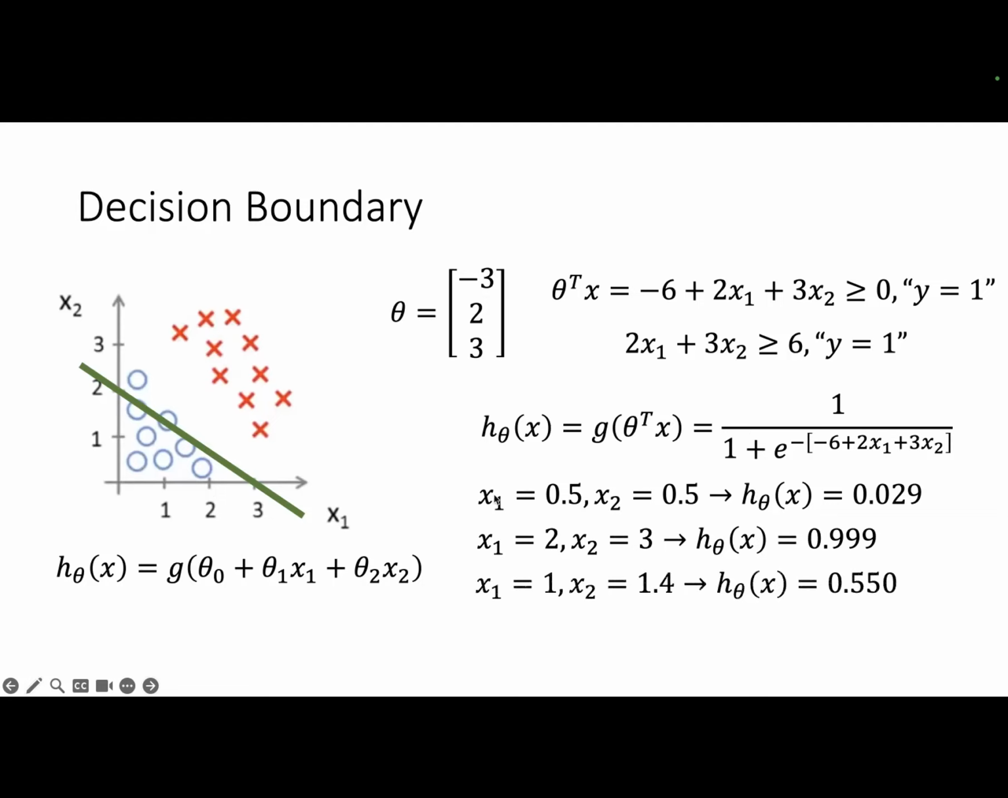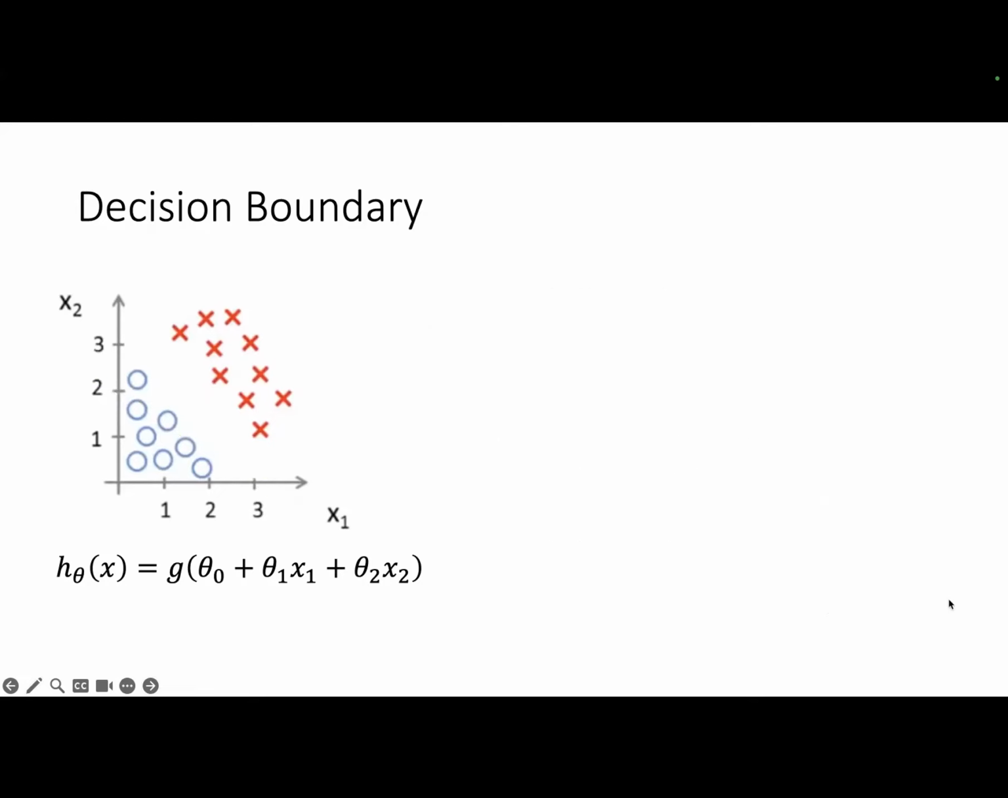Now, x1 equals 1 and x2 equals 1.4. 1.4 is somewhere here. h theta of x is equal to 0.550. And obviously, because it's greater than 0.5, it should be classified as y equals 1, as an x. But here, it's classified as a circle. So this point is classified incorrectly.